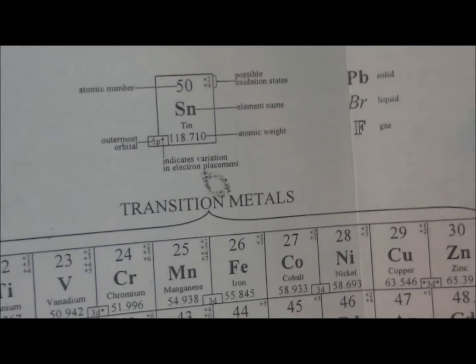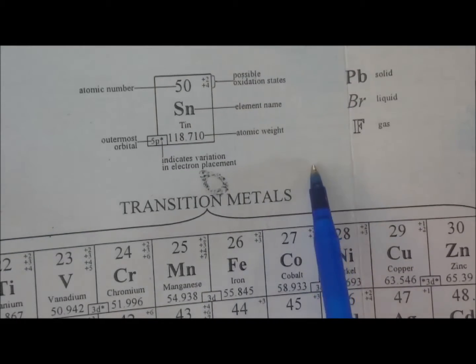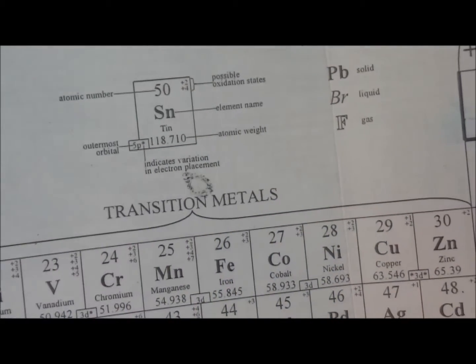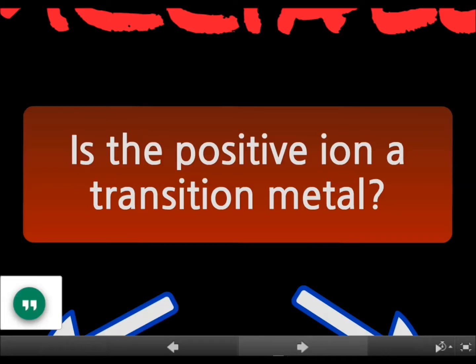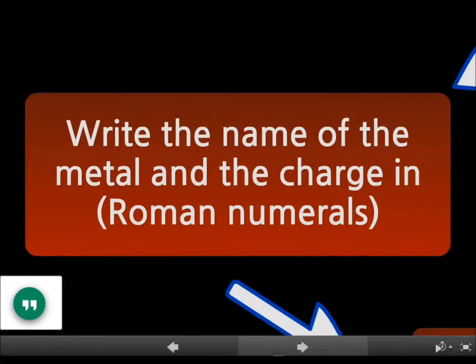This is how you figure out whether or not it's a transition metal. See, it's labeled right here. So these are transition metals. Is the metal in that middle section? If it is, the answer to that question is yes. Then you write the name of the metal, and then you put that charge in Roman numerals.